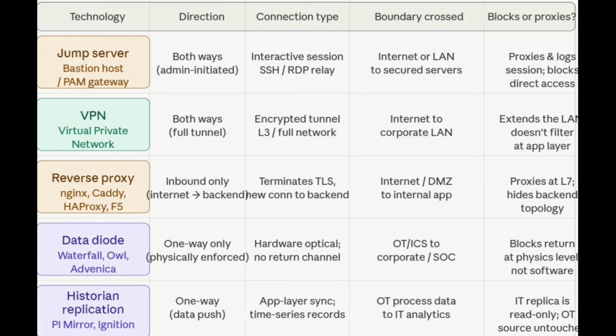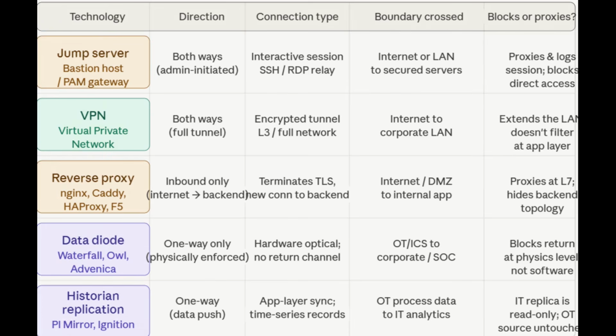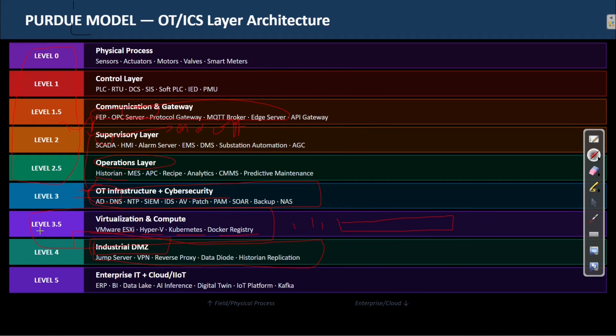So that industrial DMZ separates this IT part from OT. Now in this particular industrial DMZ, what kind of servers are we using? The jump server, VPN server, reverse proxy server, data diode, historian replication. And what is the purpose of this? The purpose is to prevent direct communication between the enterprise and OT. So this acts as a bridge between them.